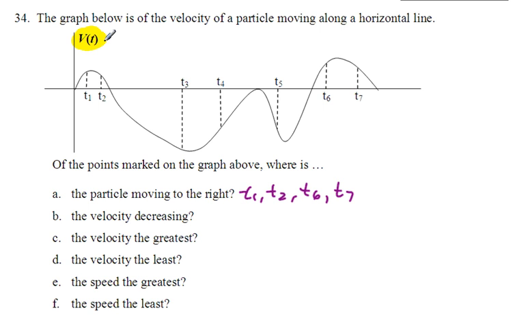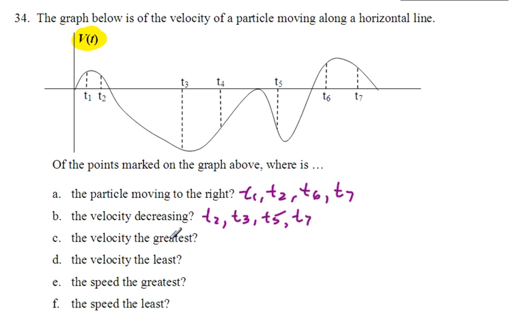The next question asks when velocity is decreasing. Well, we're looking at the graph of velocity, so it is decreasing when it has a negative slope. At T1 we have a positive slope, at T2 we have a negative slope. At T3 we have a negative slope, but at T4 it is a positive slope. T5 has a negative slope. T6 has a positive slope. T7 has a negative slope.